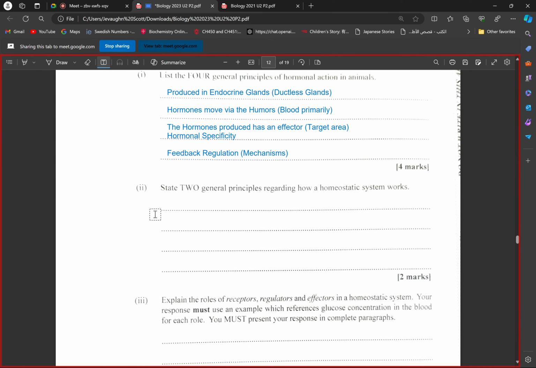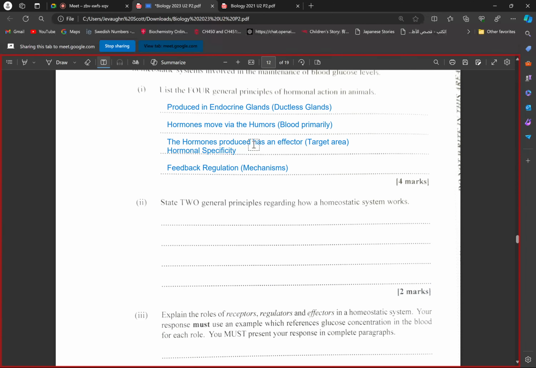This question is kind of weird because didn't you just ask for four principles of hormonal action and now you're looking for two of how a homeostatic system works? Okay.